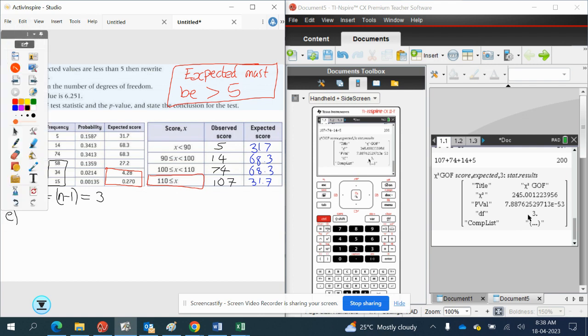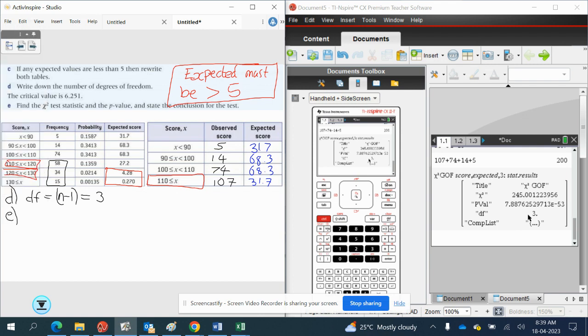Why is your degrees of freedom 3? Because we have 4 rows. There are 4 elements in our list, and it's always n minus 1, so 1 less than the number of elements in the list. So we can find the p-value now.